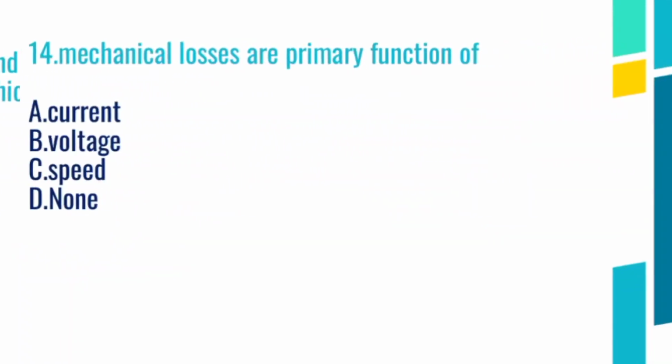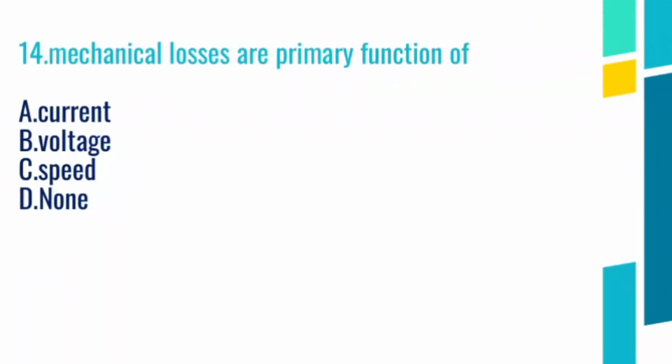Coming to next question, mechanical losses are primary function of A, current, B, voltage, C, speed, and D, none. Mechanical losses are primary function of speed. Based on speed, the mechanical losses will depend. Hence, C is the answer.